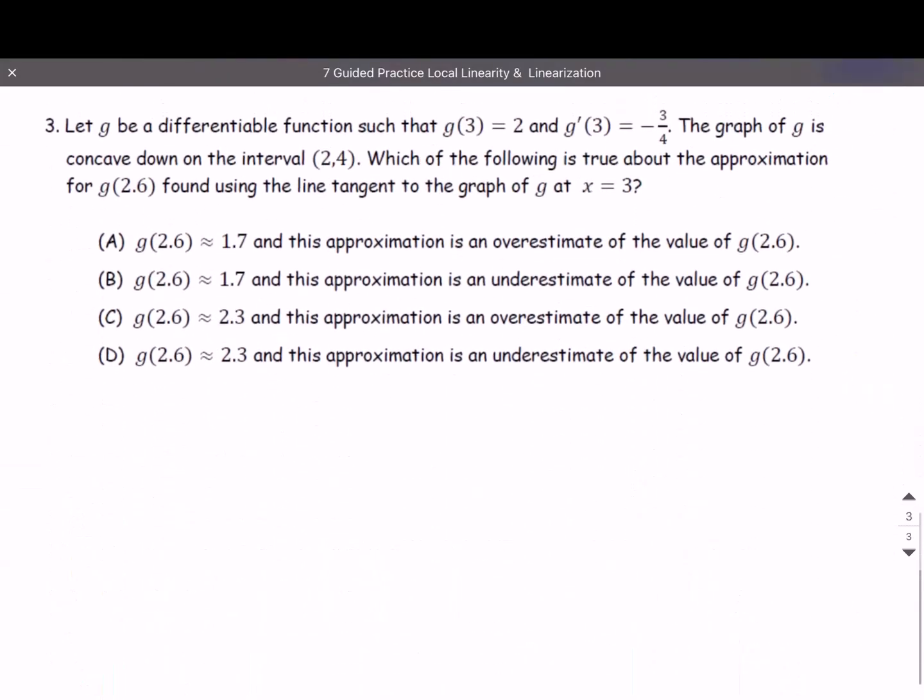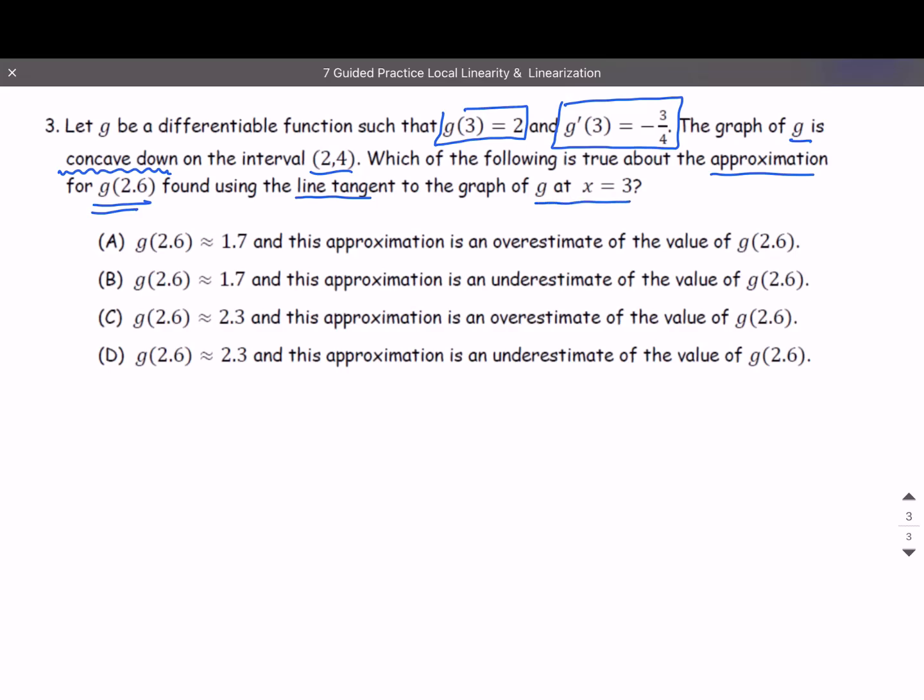One more problem to look at together today. We're going to let g be a differentiable function such that g of 3 is 2, g prime of 3 is negative 3/4, and the graph of g is concave down on the interval from 2 to 4. Which of the following is true about the approximation of g of 2.6 found using the line tangent to the graph of g at x equals 3?